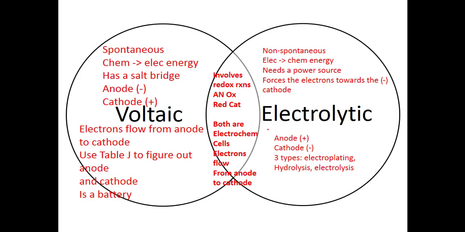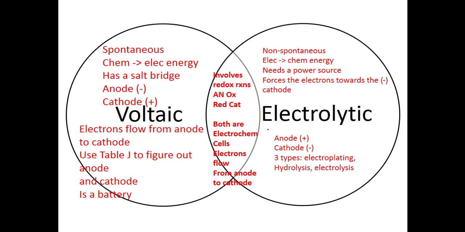Now let's look at comparisons between these. There's a lot of comparisons. Voltaic we know is spontaneous, whereas electrolytic is not. Voltaic cells have a salt bridge, an anode which is negative, and a cathode which is positive. Remember, anode has an A and an N, negative. The cathode has the letter T, so it's positive. Electrons flow from the anode to the cathode, and we find this by table J. The anode and the cathode are actually acting as the battery. A voltaic cell is the battery itself.